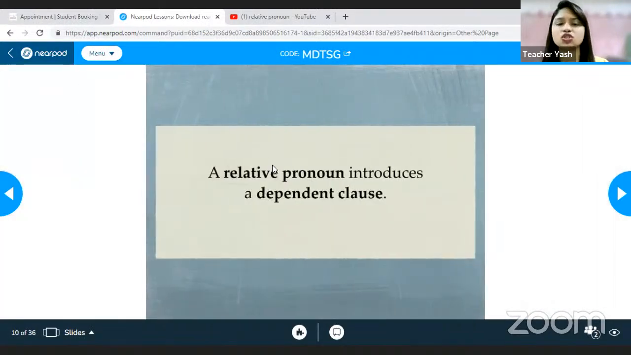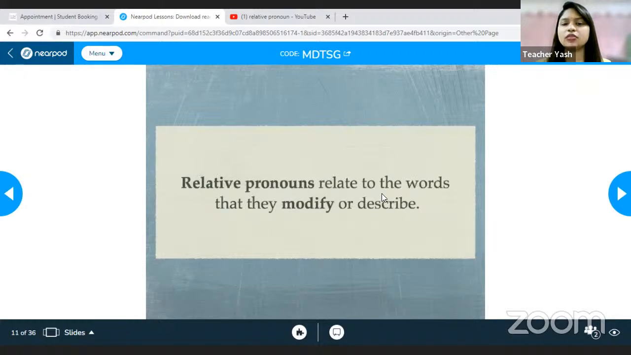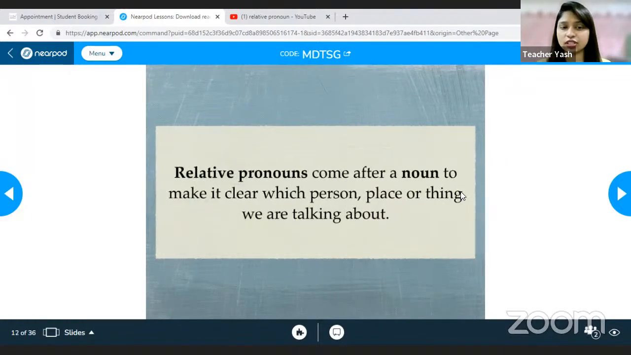Okay, actually, don't get confused with dependent clause. A relative pronoun introduces a dependent clause. Dependent clause means you need extra information in that sentence. You need extra information, then only the sentence becomes complete. A relative pronoun relates to the words that they modify or describe. When you read this, you will get confused. Don't feel confused. Actually, it's very easy.